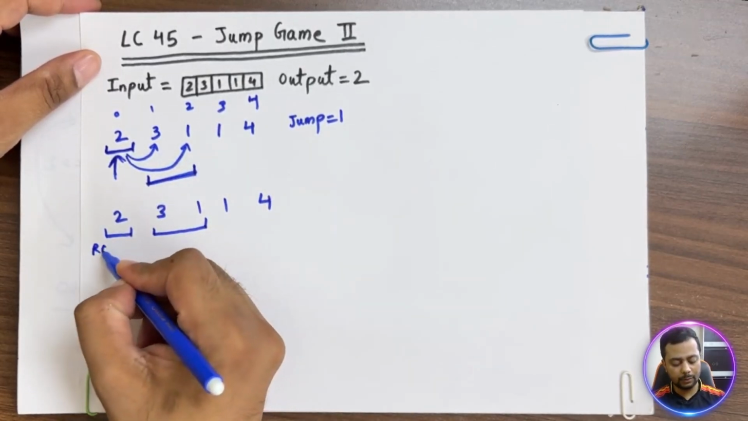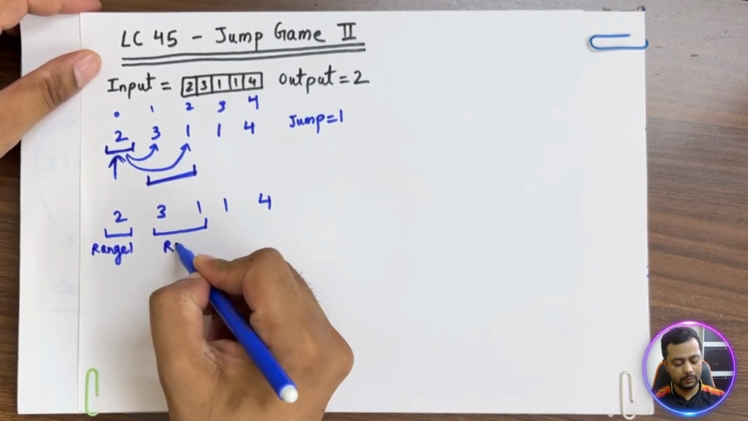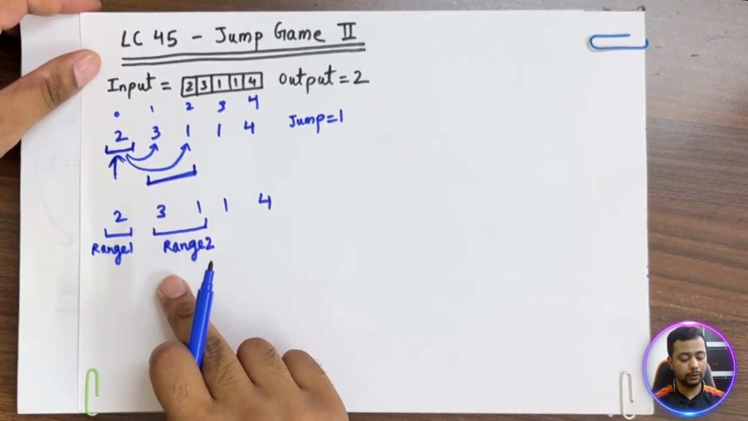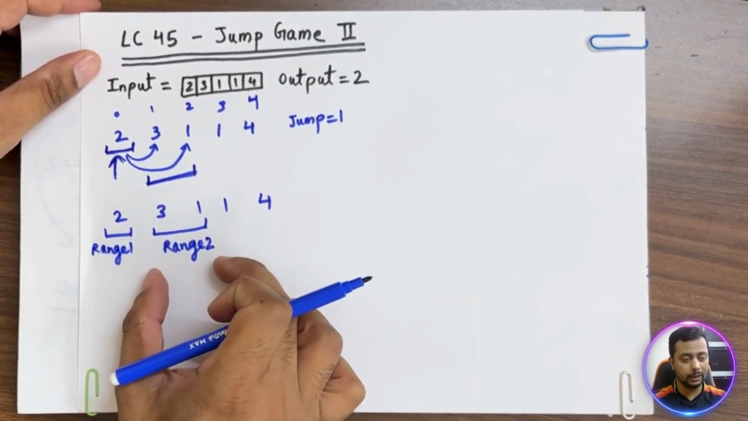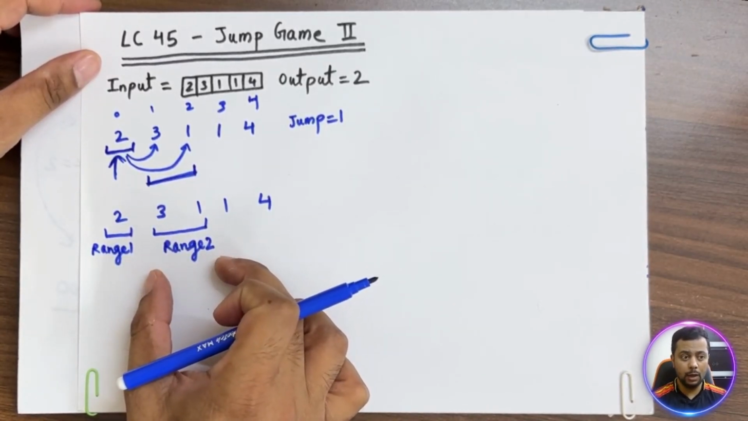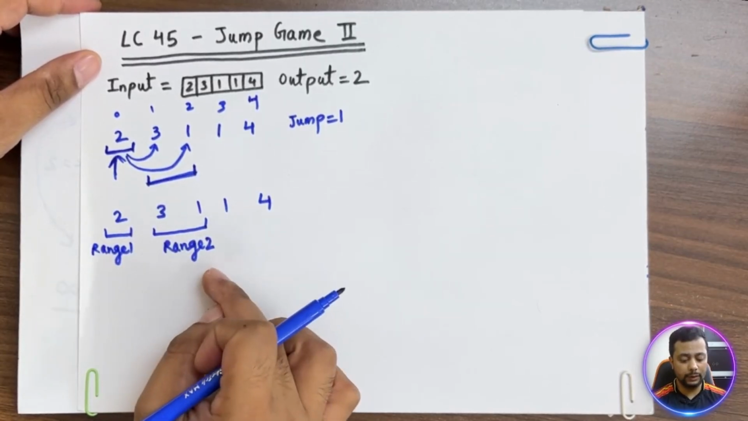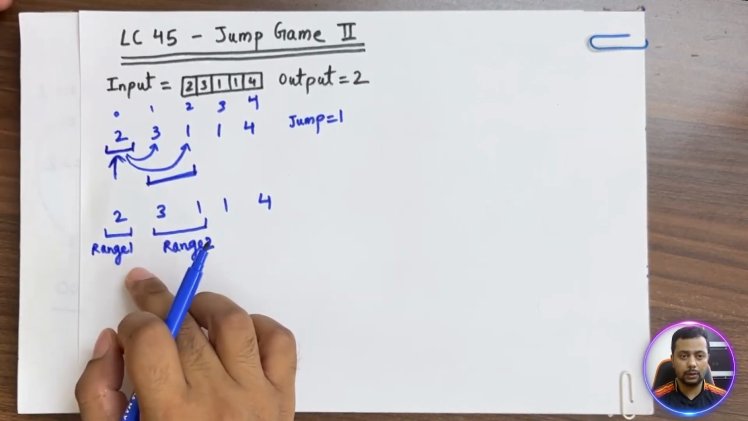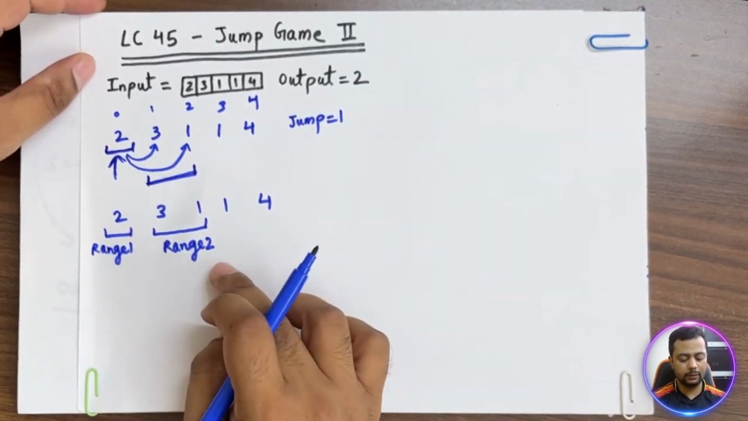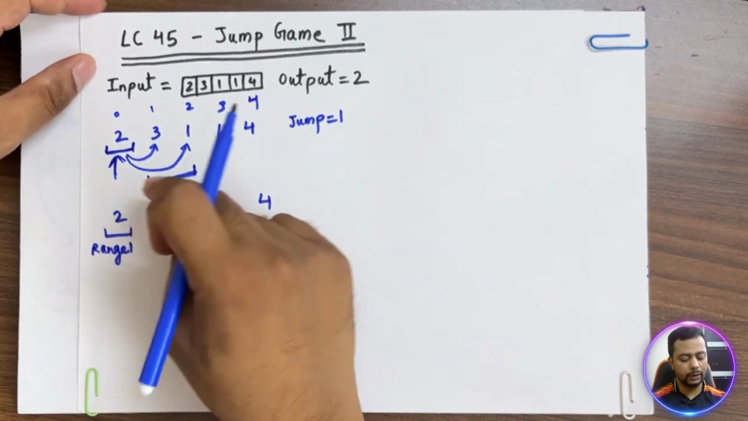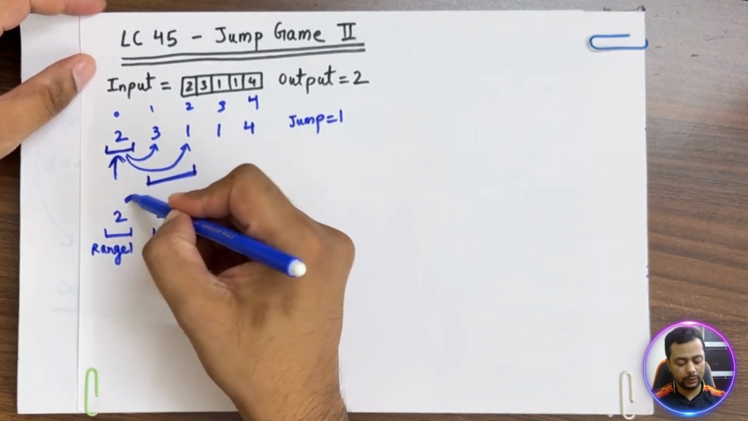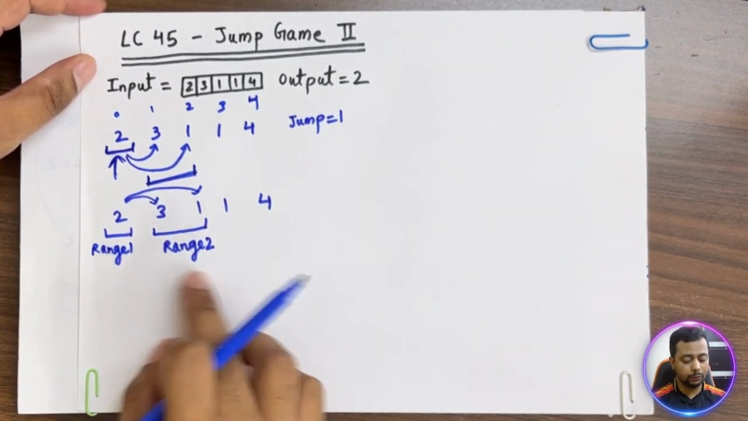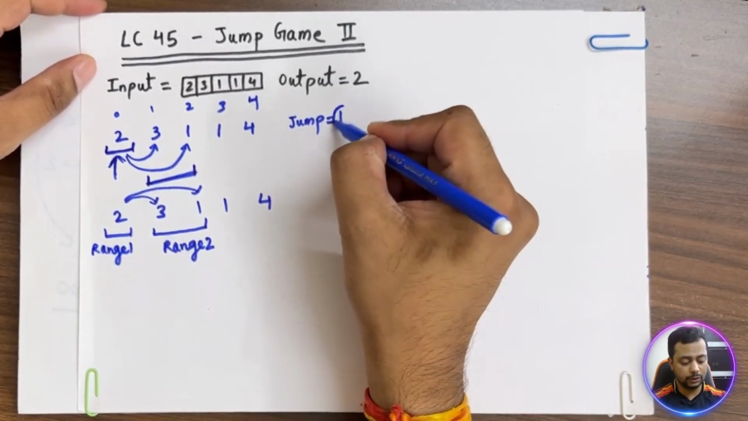Now let me call them range number 1 and range number 2, and now I need to decide what is the farthest reachable position from any element of range number 2, because every element of range 2 is reachable from any element of range number 1, but range 1 has only one element, so things are pretty simple. Now let's say you take one step and reach 3, or you take 2 steps and you reach 1. Now you have entered range 2. So any jump from range 1 to range 2 is going to cost us 1 jump.